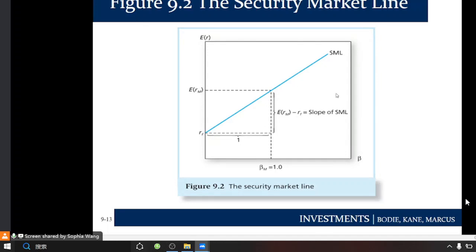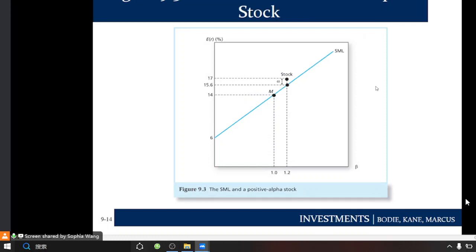Okay. So we can see that if the stock is not on the line, we can get alpha. Alpha can be positive or negative. I mean, alpha means the gap between the real stock price and the stock price in the CP model. So it can be positive or negative. That means it can be overpriced or underpriced.